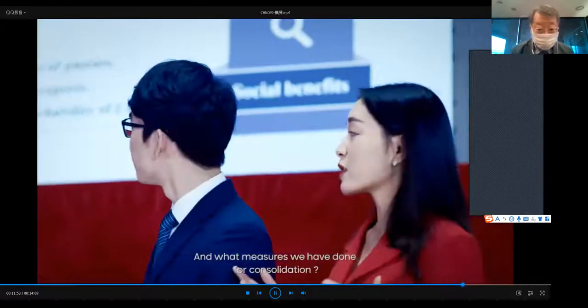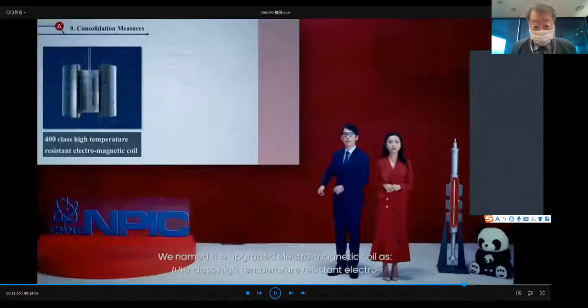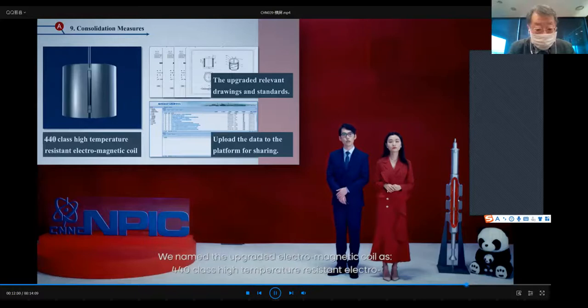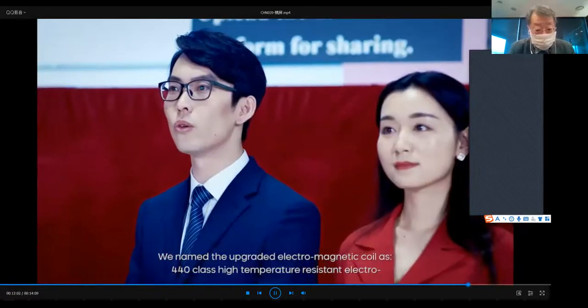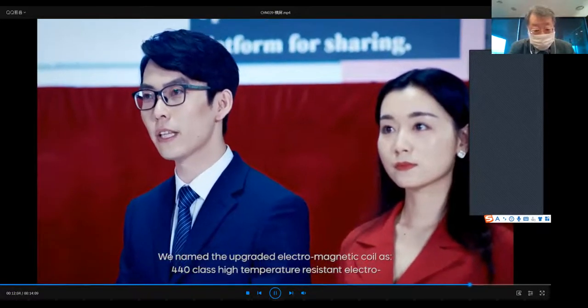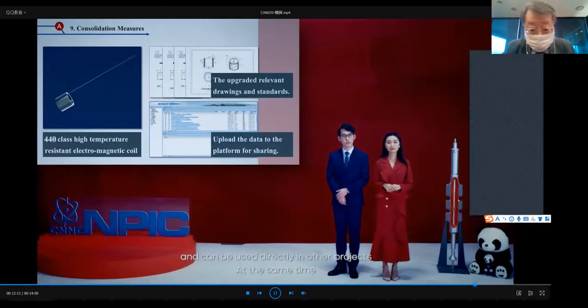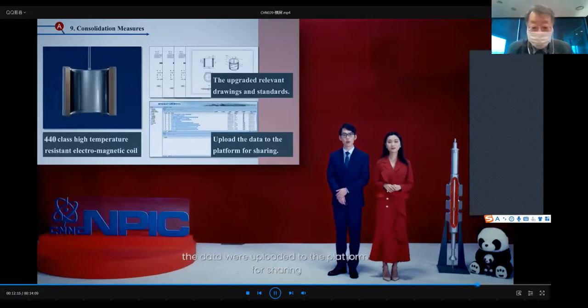And what measures have we taken for consolidation? We named the upgraded electromagnetic coil as 440 class high temperature resistance electromagnetic coil. For the coil, the relevant drawings and standards were upgraded to finalize the design and can be used directly in other projects. At the same time, the data were uploaded to the platform for sharing.